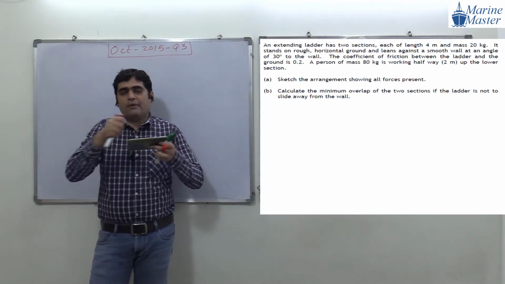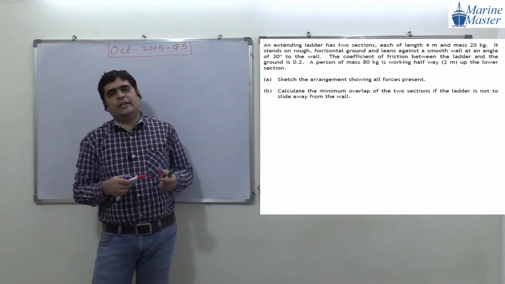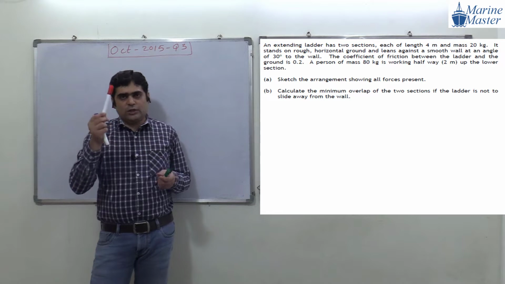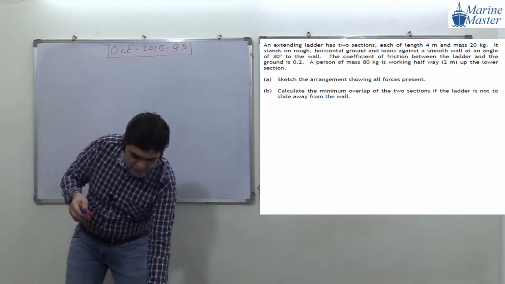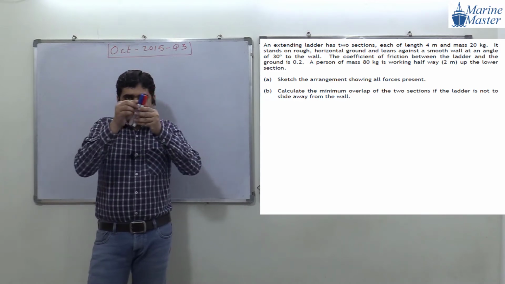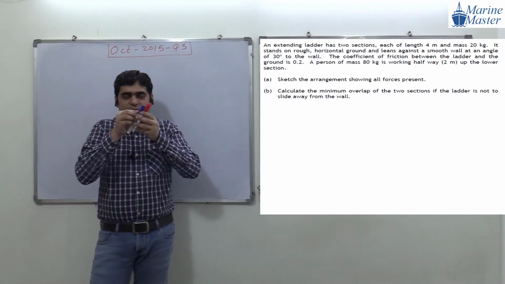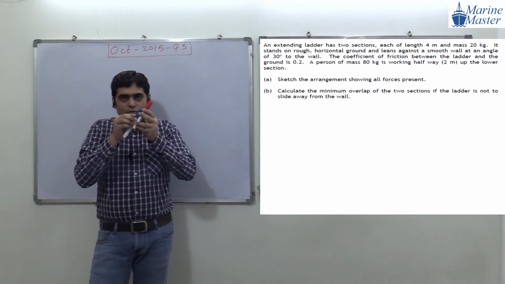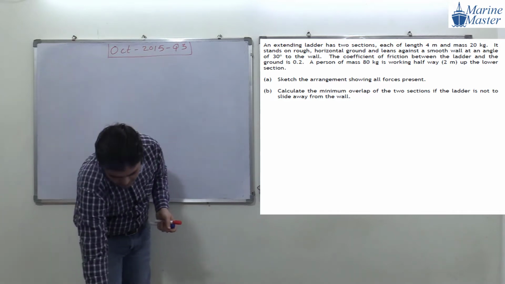What do we have? We have an extending ladder. What is the meaning of extending ladder? It means we can change the length of the ladder. This ladder has two sections. Extending means, suppose these are the two sections. So this is one section, this is another section, and we can change its length. An extending ladder is a ladder whose length we can change.